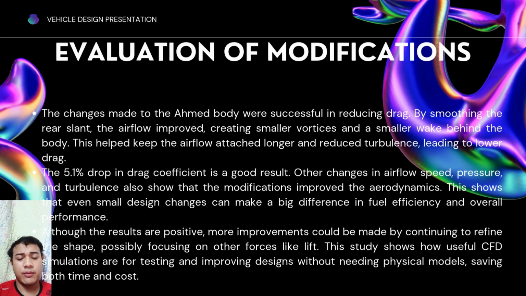And for the evaluation of the modification, the changes made to the Ahmed body were successful in reducing drag by smoothing the rear slant. The airflow improved, creating smaller vortices and a smaller wake behind the body. This helped the airflow attach longer and reduce turbulence, leading to the lower drag. The drop in drag coefficient is a good result. Other changes in airflow speed, pressure, and turbulence also show that the modification improved the aerodynamics. This shows that even small design changes can make a big difference in fuel efficiency and overall performance.